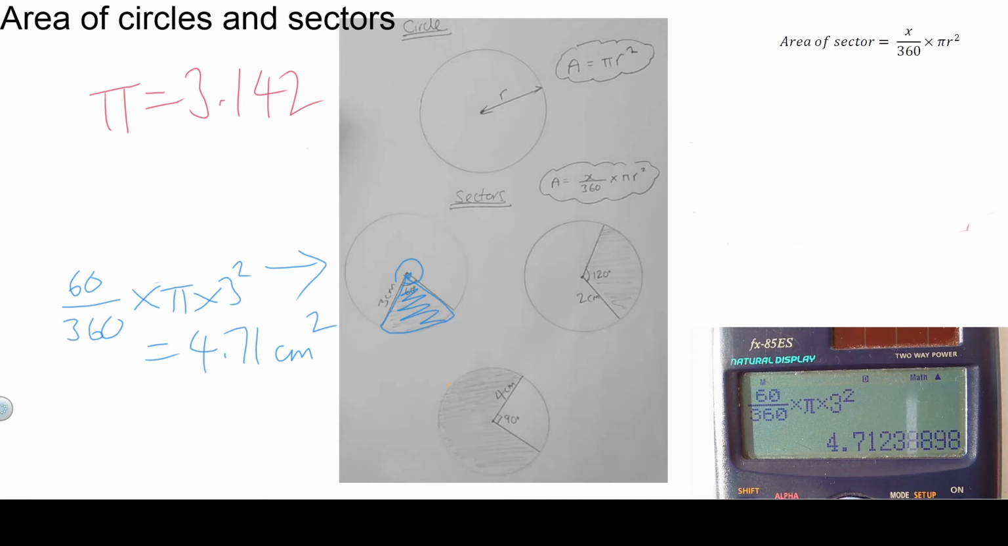Right, next question. This time x is 120 out of 360. This time the radius is 2, so it's going to be 2 squared. All I can do is just go back and edit the numbers on the screen on my calculator. That gives 4.19.